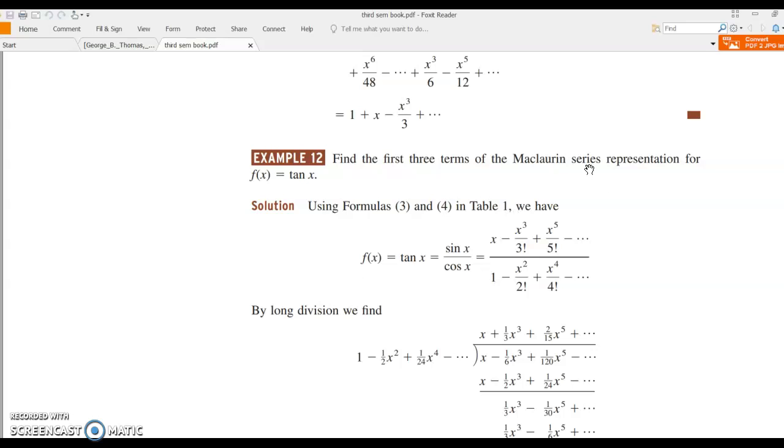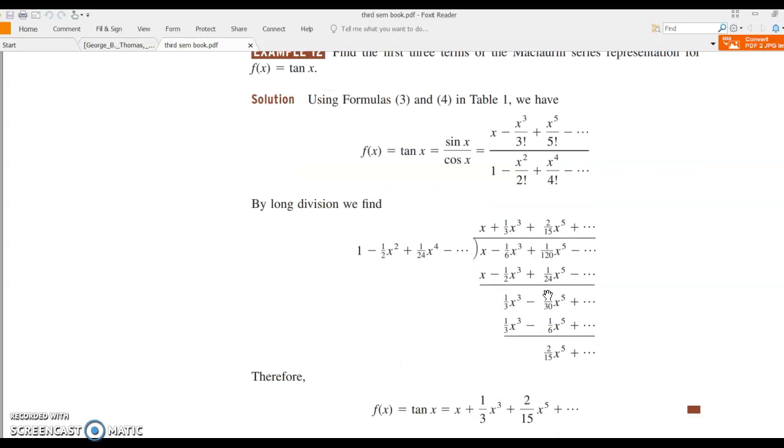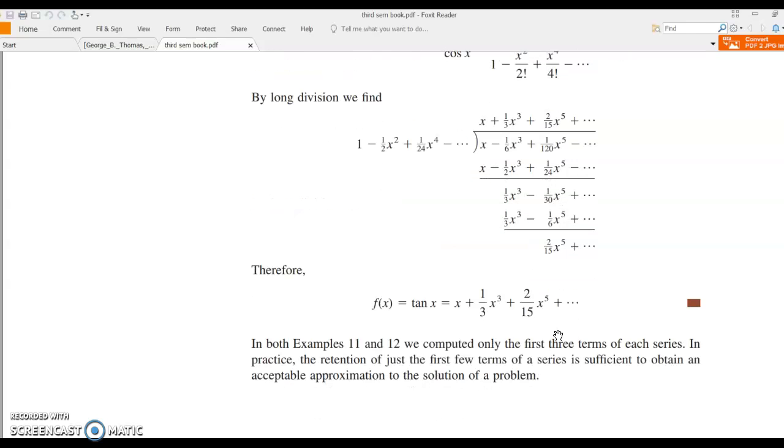Find the first three terms of the Maclaurin series representation for f(x) = tan x. f(x) equal to tan x, which is equal to sin x divided by cos x, which is equal to (x minus x cubed by 3 plus etc.) divided by the cos x series. How can you divide these? We actually know the expansion for tan x, right? Using these sin x and cos x, we have to find the series. How can we divide these? We are going to look through that.